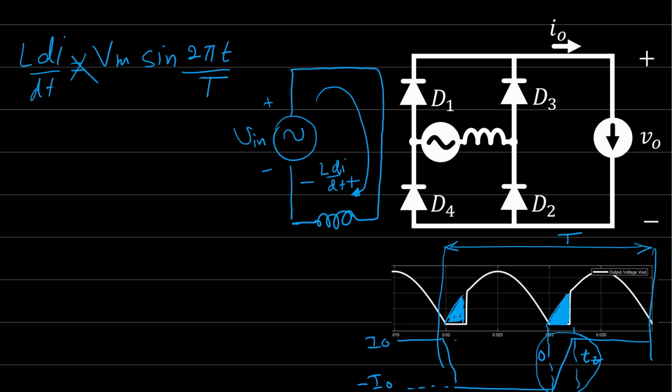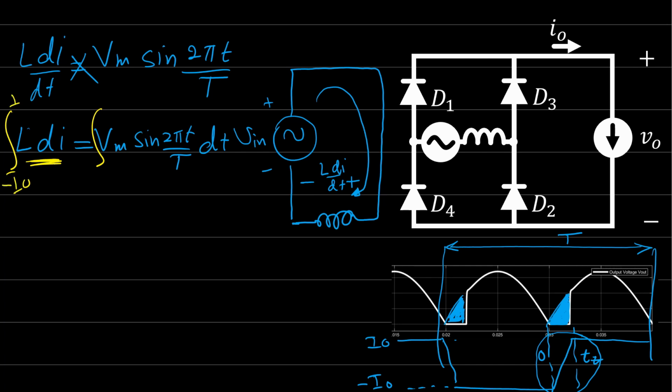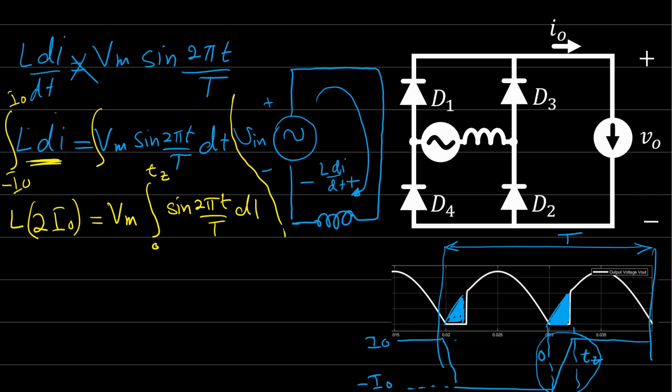Now distribute this, and you'll find that L dI for the input current is equal to V maximum sine 2 pi t over T capital times dt. If you take the integration for both sides, you'll find that the limits for the current are from minus I out to I out. So this will be L times 2 I out equal to V maximum integration from 0 to Tz of the sine wave dt. So this is the only difference here: the input current will stay from minus I out to I out, which is a longer period.